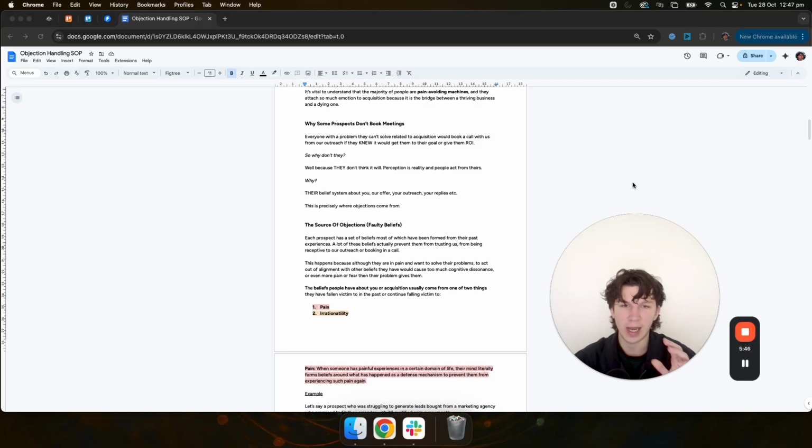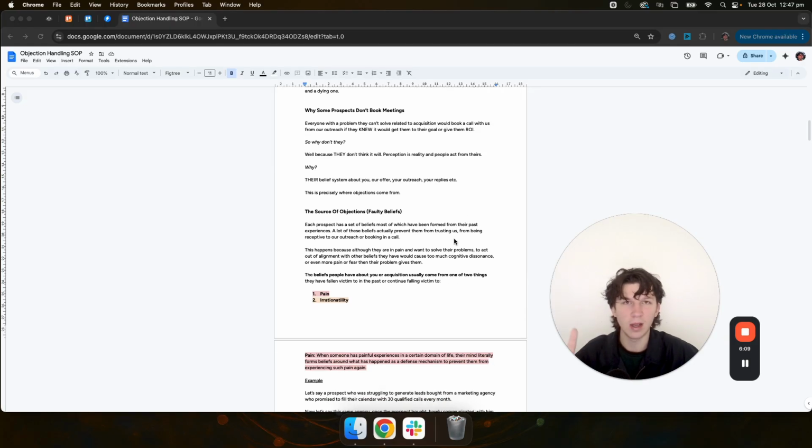So each prospect has a set of beliefs, most of which have been formed from their past experiences. A lot of these beliefs actually prevent them from trusting us, from being receptive to our outreach, or booking in a call. This happens because although they are in pain and want to solve their problems, to act out of alignment with other beliefs they have would cause too much cognitive dissonance, or even more pain than their problem gives them. So the beliefs people have about you or acquisition usually come from one of two things: pain or irrationality.